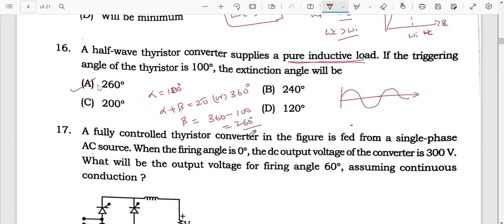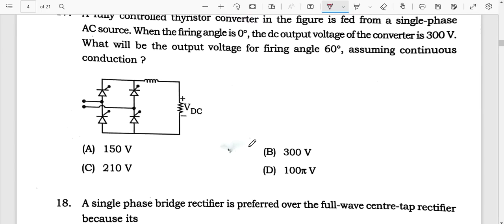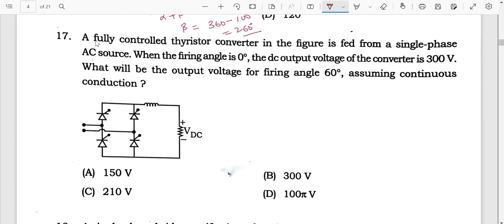And the next question. From power electronics, there are 12 questions asked here. A fully controlled thyristor converter in the figure is fed from a single phase AC source. When the firing angle is 0, the DC output voltage of the converter is 300 volts. What will be the output for a firing angle of 60 degrees, assuming continuous conduction? The fully controlled thyristor converter output voltage V0 is equal to 2 Vm by pi into cos alpha here. When the firing angle is 0, this alpha value is 0.